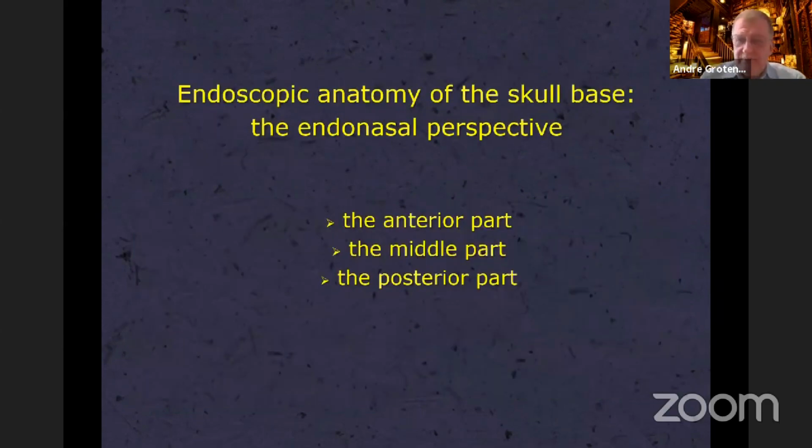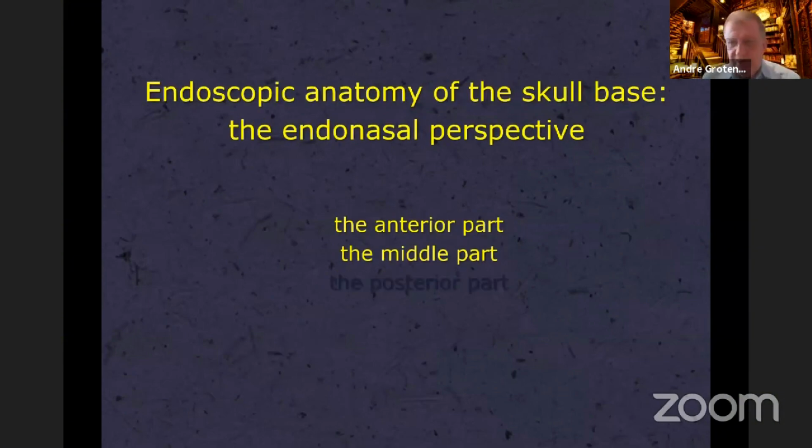So if we look in a practical way at the endoscopic anatomy, I always tell my residents that you have the anterior part, which is from the frontal sinus to the posterior part of the ethmoid. Then you have the middle part, which is all about the sphenoid and sella itself. And you have a posterior part from the dorsum sellae down to the clivus. But due to the time, I will not address that one, because it would never be possible to cover that in 20 minutes.